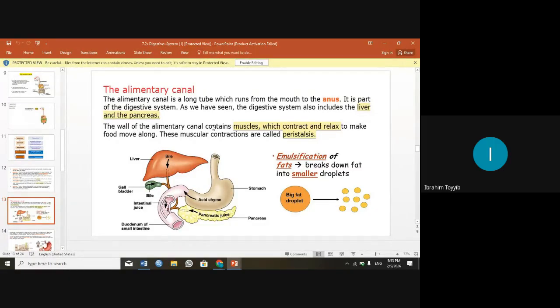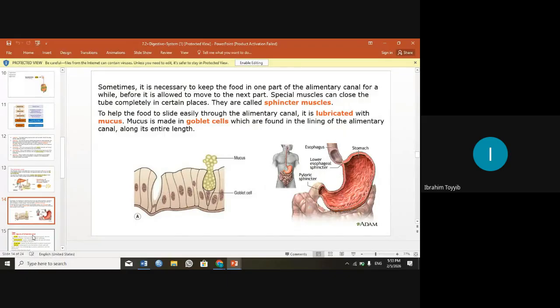The wall of the alimentary canal contains muscles which contract and relax to make food move along. This muscular contraction is called peristalsis. I've told you that. Have you seen this organ very well now? Look at the pancreas. I'll still show you one clearer than this.